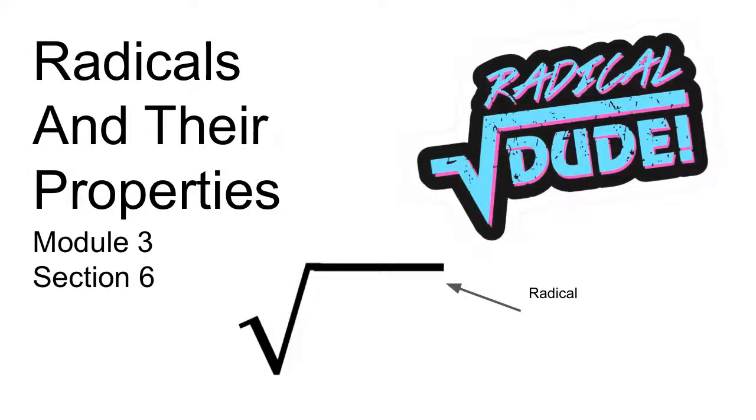In section 6, I'm going to go over some of the properties of radicals, including how you can multiply them and how you can simplify them. Let's get to it.